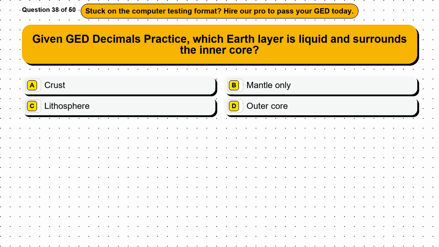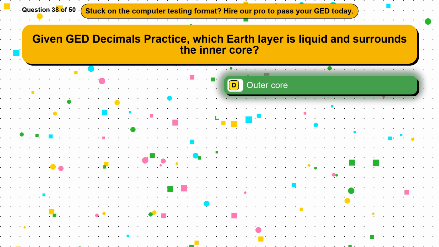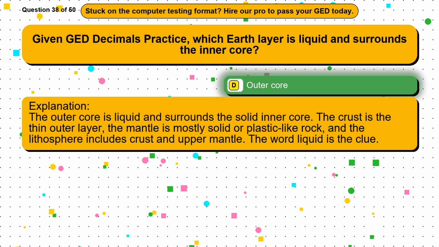Question 38. Given GED Decimals Practice, which earth layer is liquid and surrounds the inner core? Option A crust. Option B mantle only. Option C lithosphere. Option D outer core. The correct answer is option D. Outer core. The outer core is liquid and surrounds the solid inner core. The crust is the thin outer layer, the mantle is mostly solid or plastic like rock, and the lithosphere includes crust and upper mantle. The word liquid is the clue.